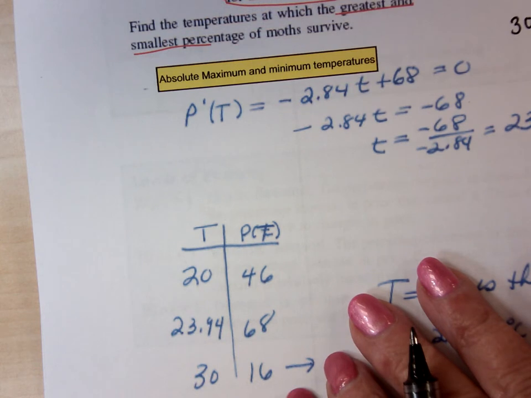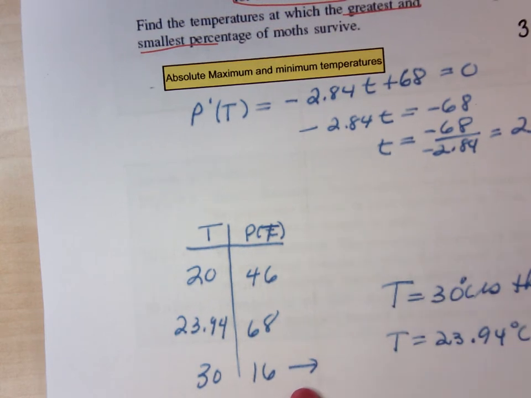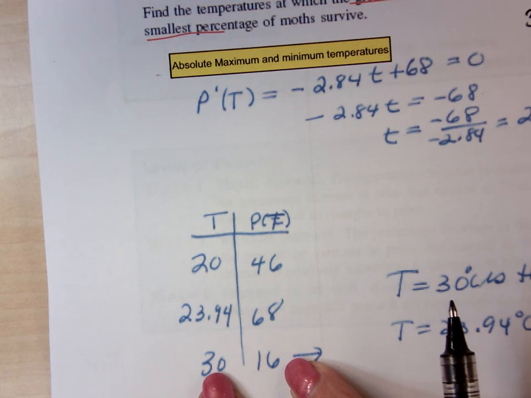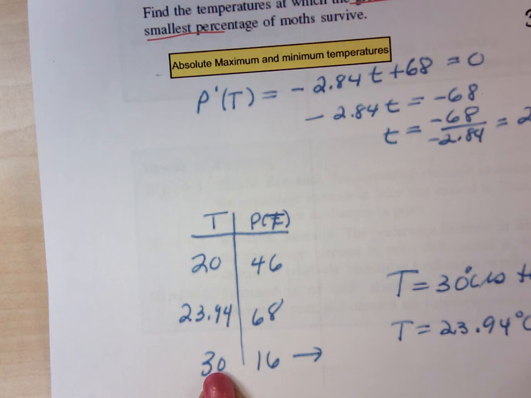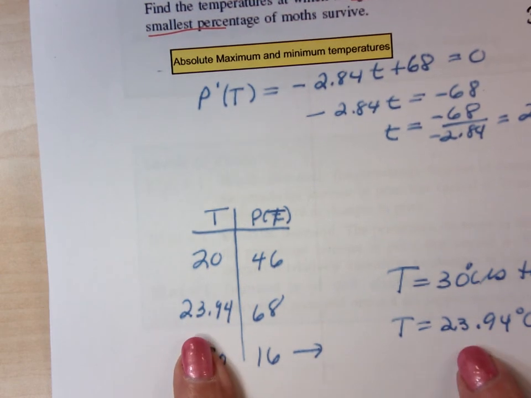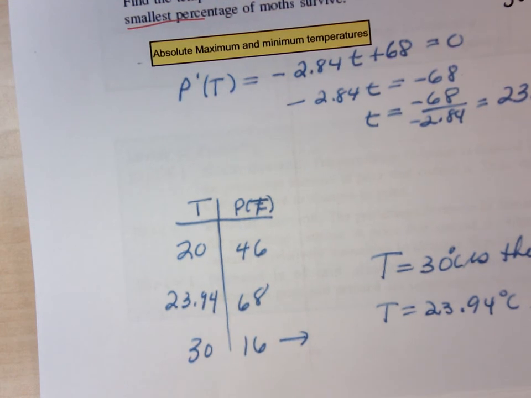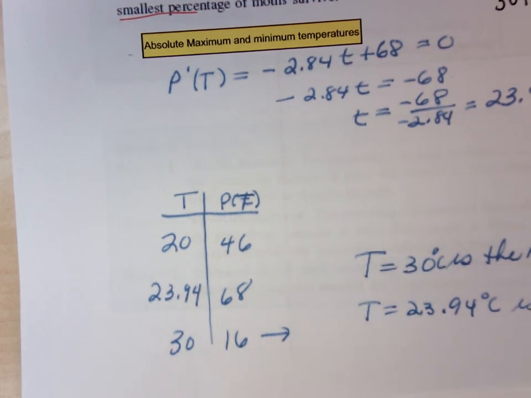So the smallest is at 30 degrees, I'm sorry. So you have a 16% survival rate at 30 degrees. And the largest is at 23.94 degrees. You have a 68% survival rate at 23.94 degrees Celsius. So we found the absolute max, absolute min.